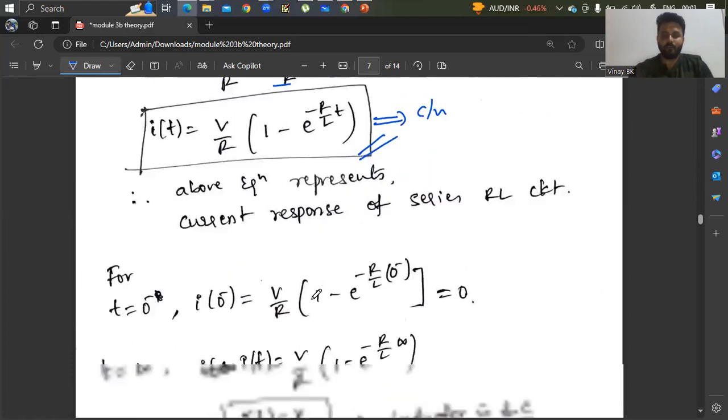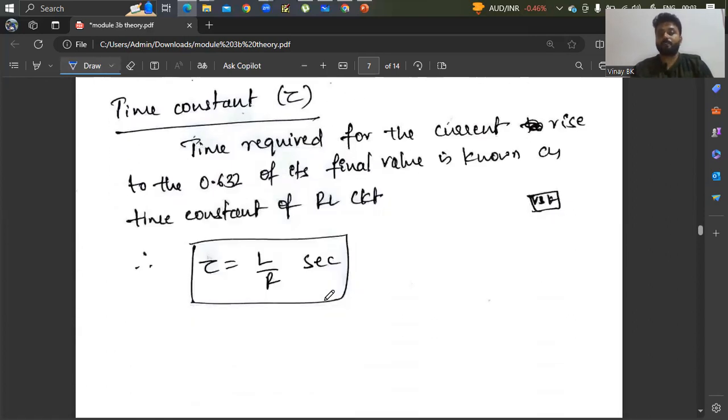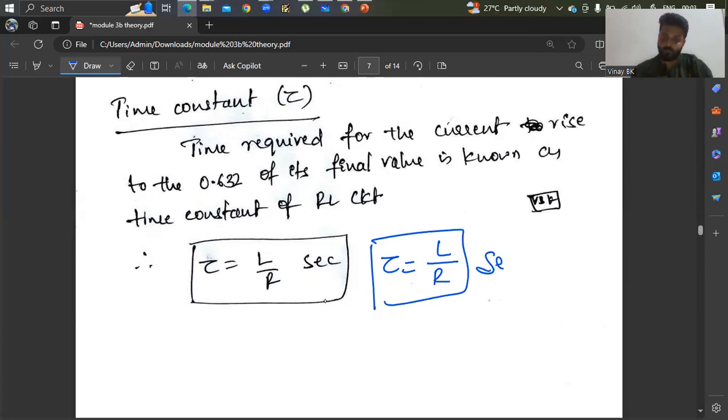Okay, similarly you need to write the voltages. So when t equals 0 minus, I of t equals v by r, the inductor acts as a short circuit. The next concept is a continuation of that: the time constant. Time constant is the time required for the current to rise to 0.632 times its final value. It is also defined as the ratio of inductance to resistance, tau, in seconds.